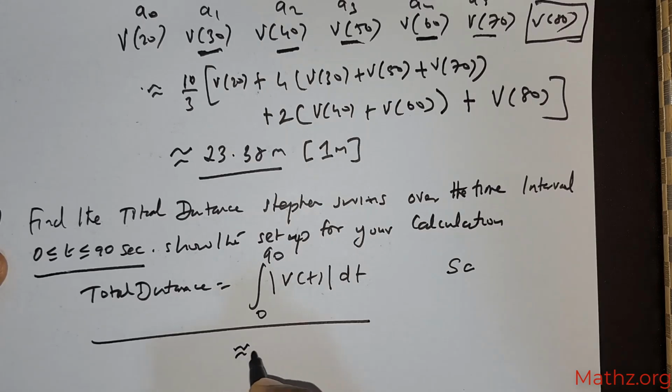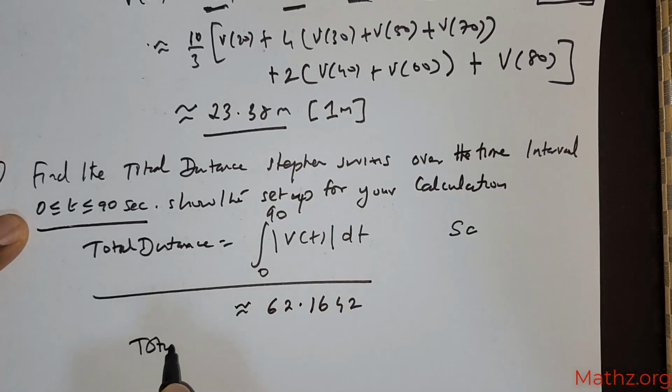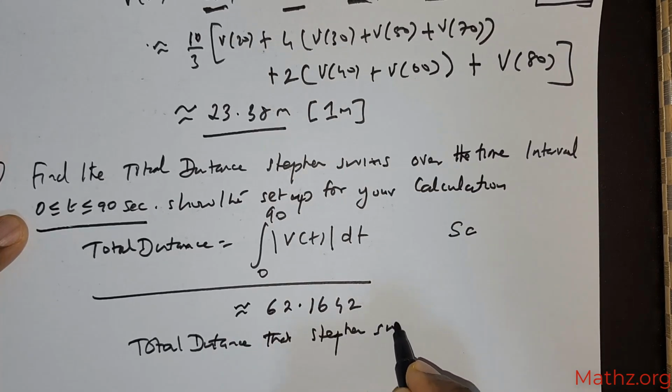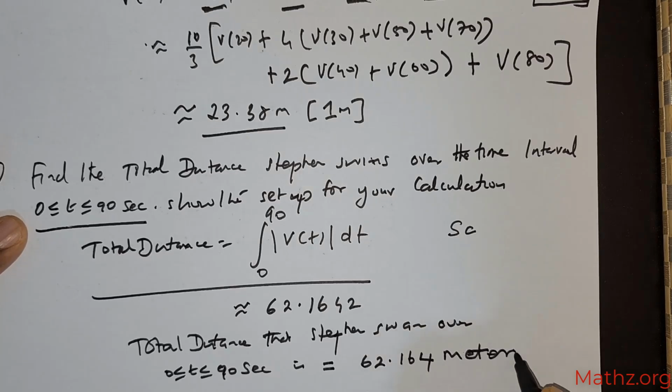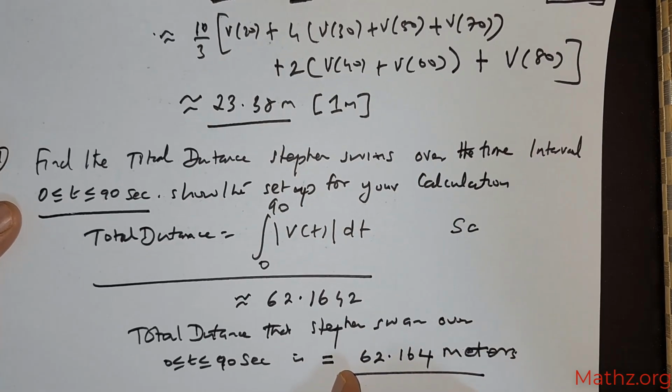Now the value that you would get would approximately be 62.1642 meters. Now when you are writing the final solution, you can simply state it like this. So total distance that Stephen swam over 0 less than or equal to t less than or equal to 90 seconds is equal to 62.16. Probably you can add that 4 and make sure to place this meters, the unit. So that would conclude the final answer.